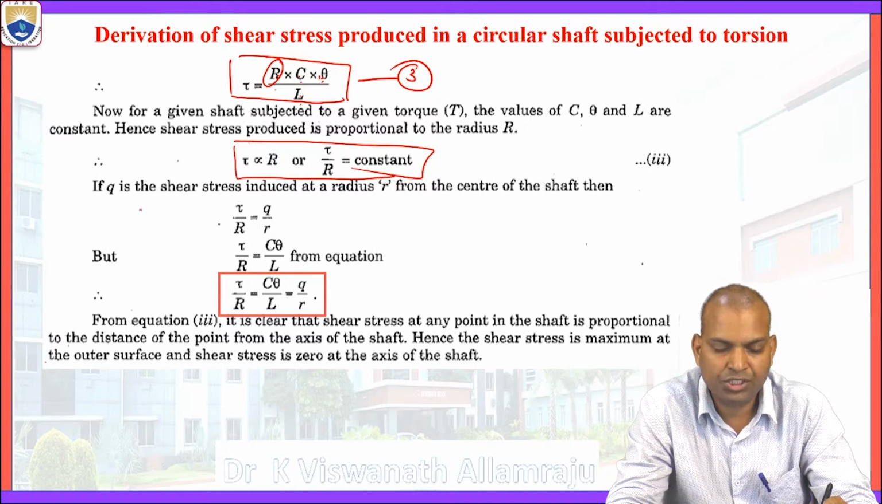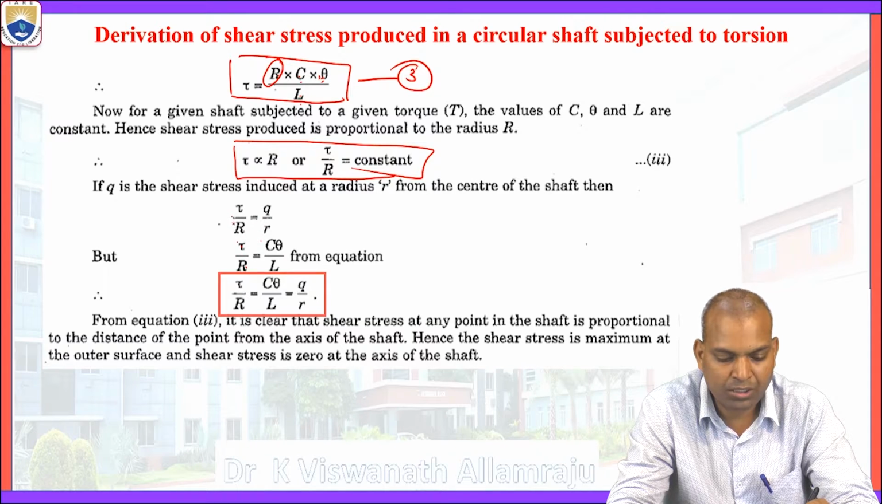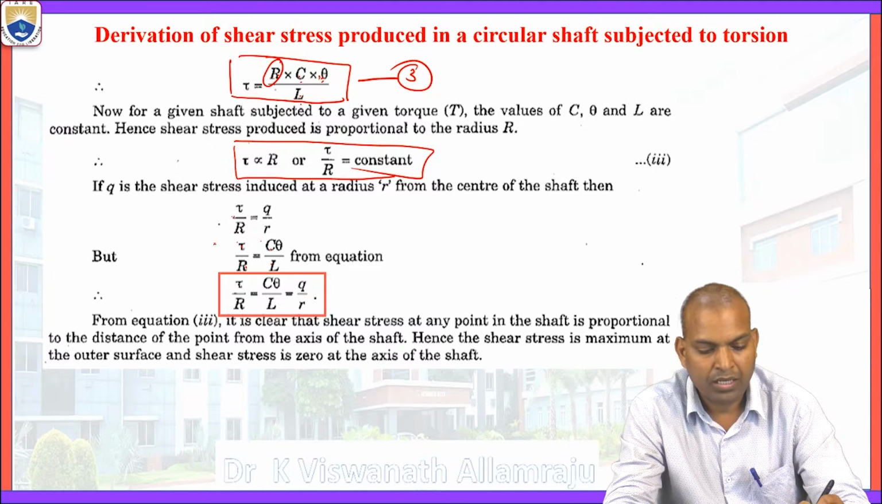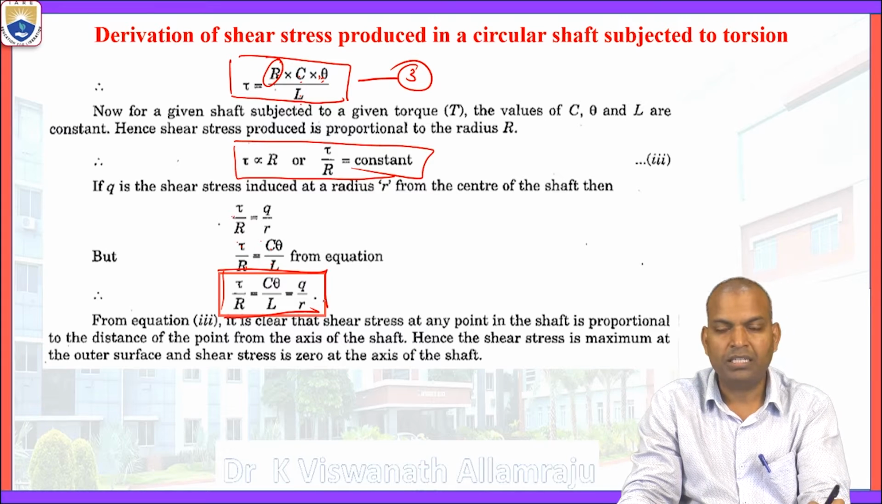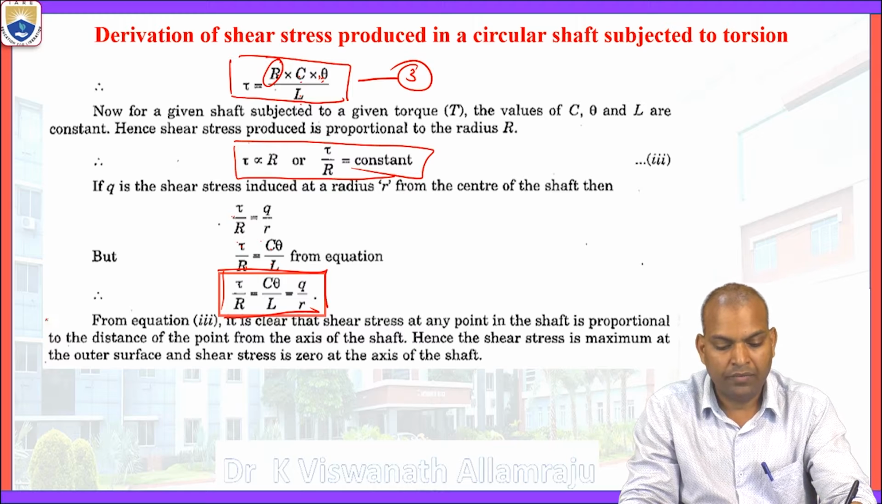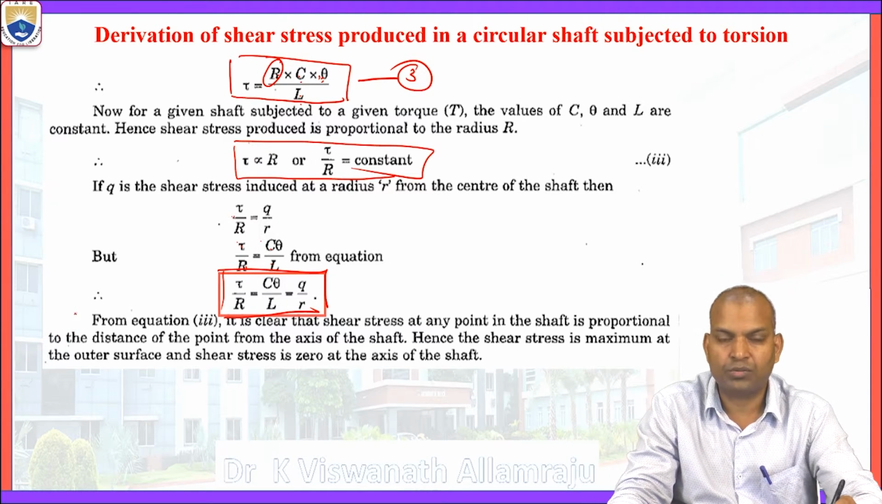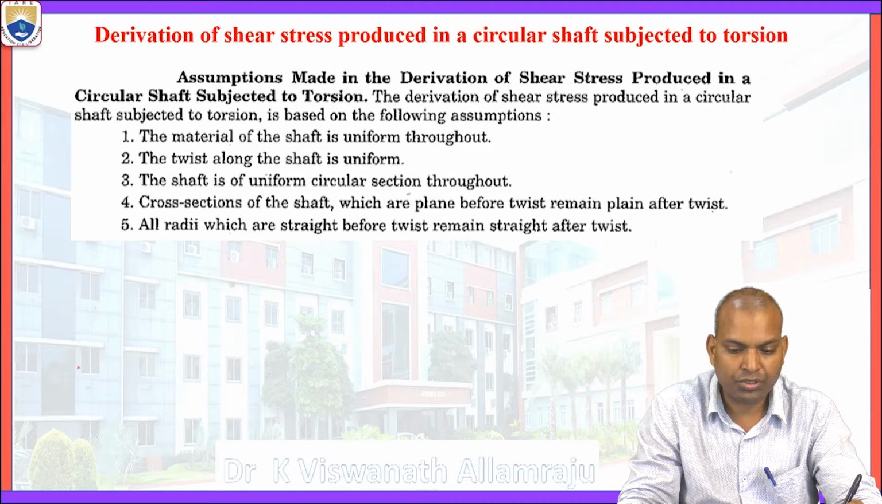If Q is the shear stress at an elemental radius, we consider tau by R equal to Q by R. Now tau by R equal to C theta by L, we know, that equals Q by R. This is the equation. It is clear that the shear stress at any point in the shaft is proportional to the distance of the point from the axis of the shaft. Hence the shear stress is maximum at the outer surface and it is zero at the axis of the shaft.